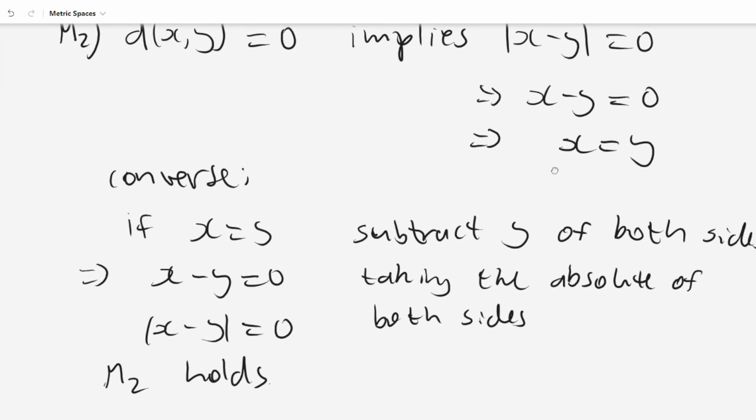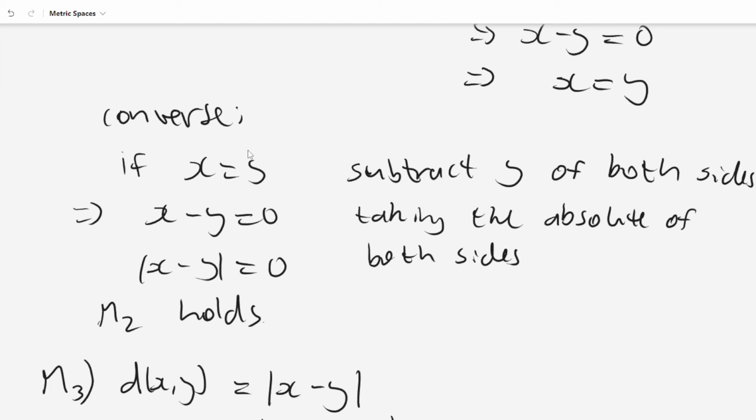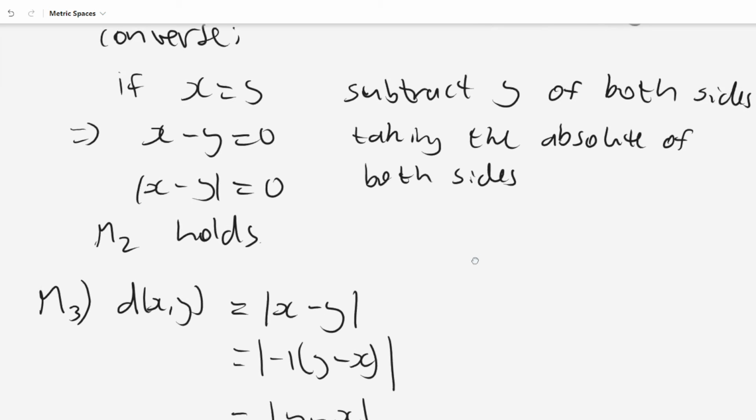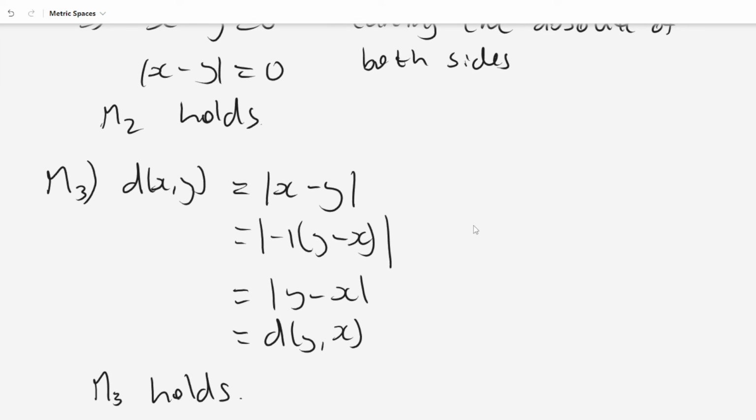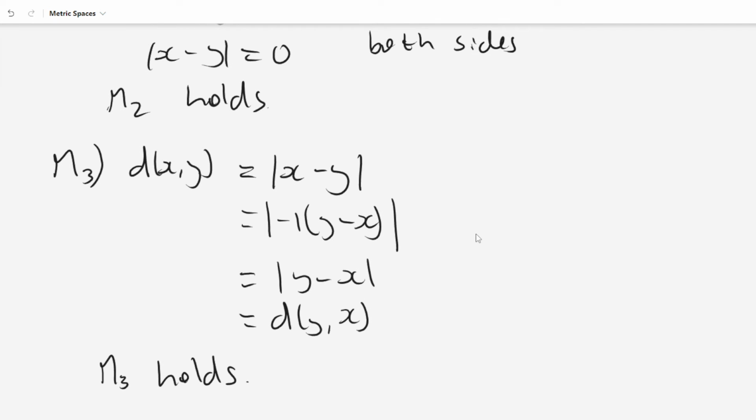Very simple. The converse says that if x equals y, and if I subtract y on both sides, I get x minus y equals 0. Taking the absolute value of both sides, I get the absolute difference equals 0. So M2 holds. Again, very simple one to prove. Well, the R space is very easy to prove, but it's merely to explain the concept.